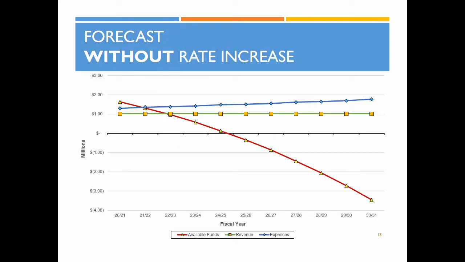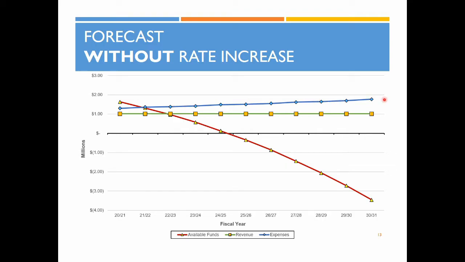Here is a forecast graph of the district's finances if no change to sewer fees is made. This blue line here represents expenses to the district. You can see that next year, fiscal year 2021, we expect to spend about $1.3 million. As you can see, the blue line increases slightly each year. This is due to inflation.